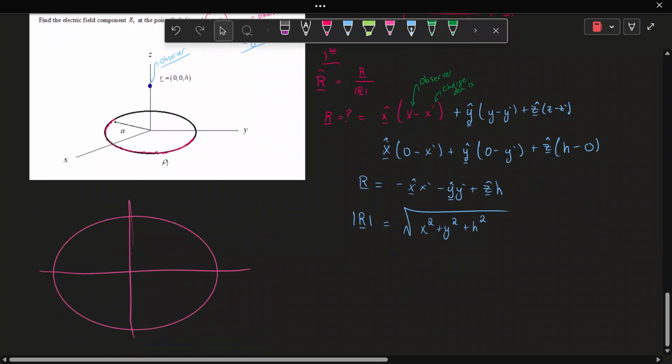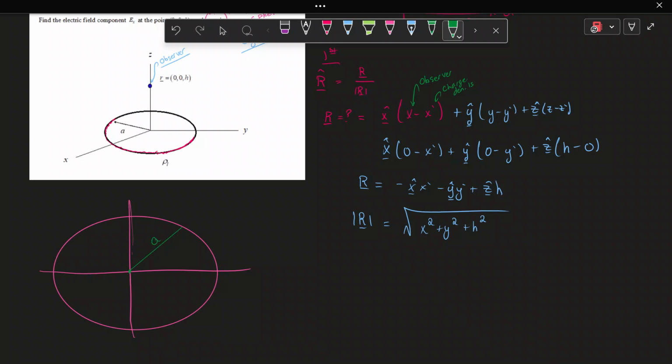And imagine this is a circle, right? And we have a radius a. Well, x is going to be what? That's not x, but this is x. X and y.